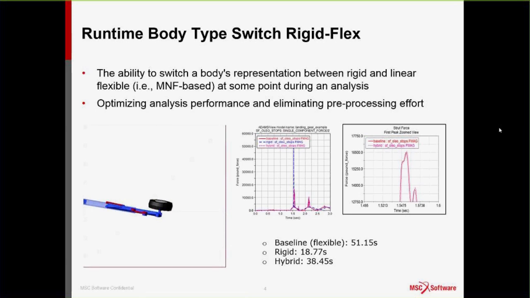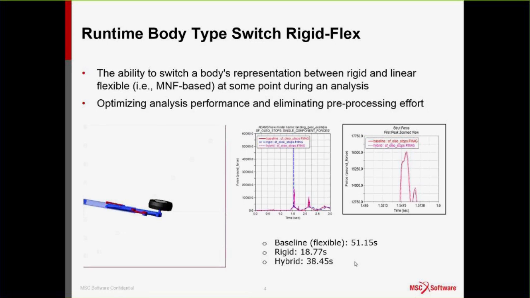And what we're seeing in the plots here is that the hybrid results track the rigid results pretty closely during the rigid portion of the event, and then in the flexible portion of the event, they track very closely the flexible results, and you get a faster solution time than keeping the body flexible the entire time.